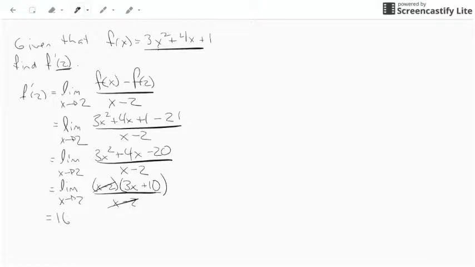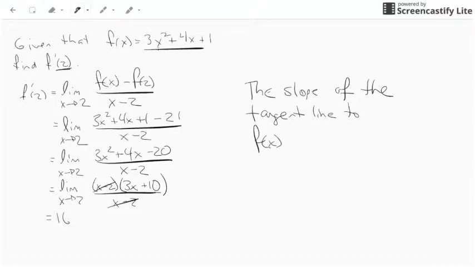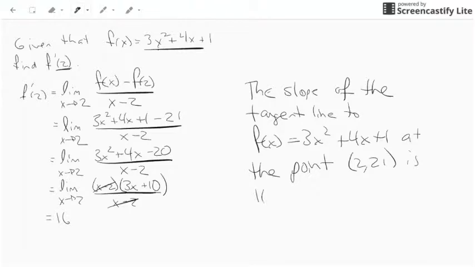Okay, so the slope of the tangent line to f(x) = 3x² + 4x + 1 at the point, and now I actually know the whole point, I know it's going to be the point (2, 21), I figured that out, is 16. Okay, and there you go.